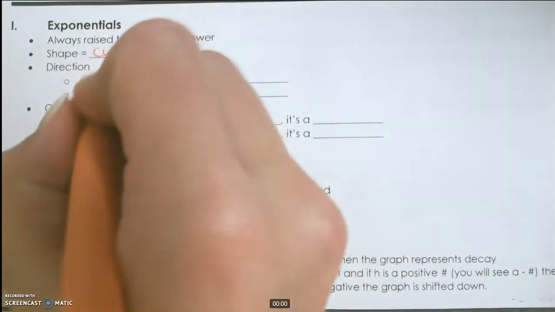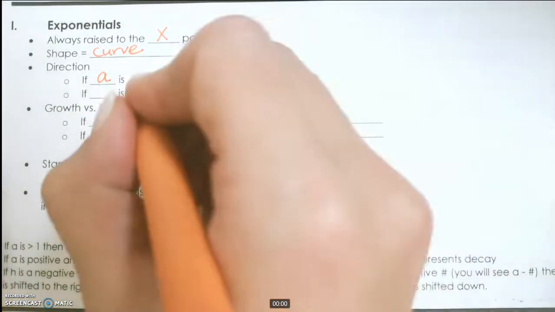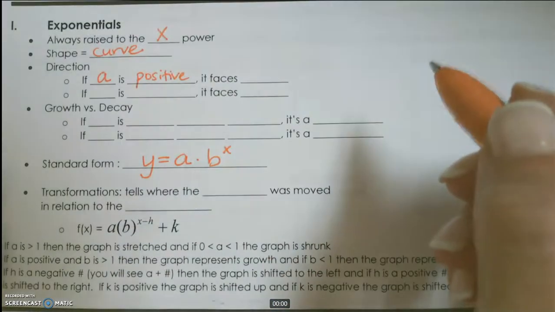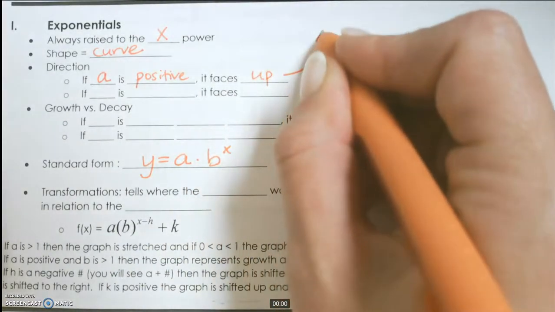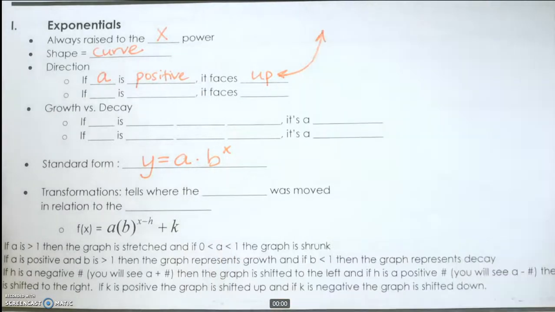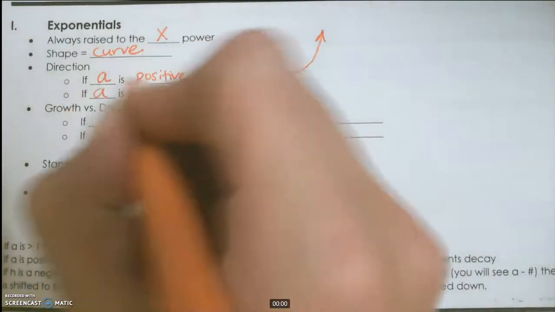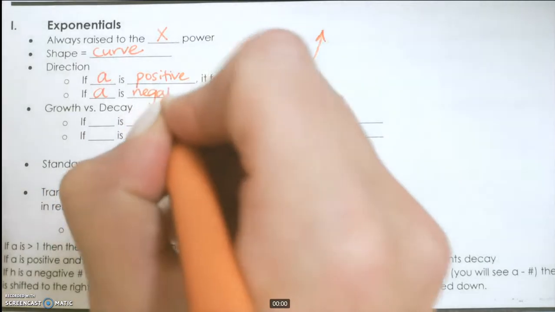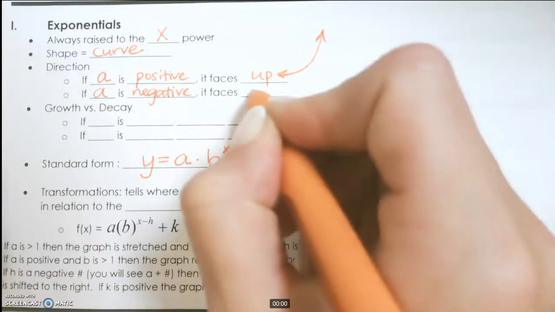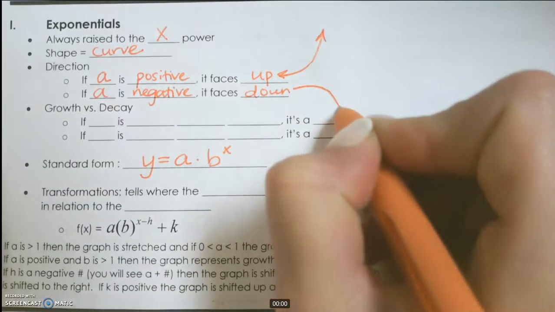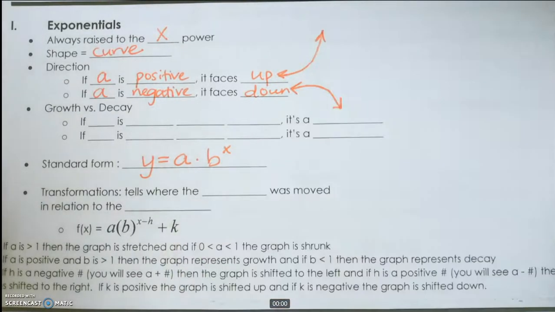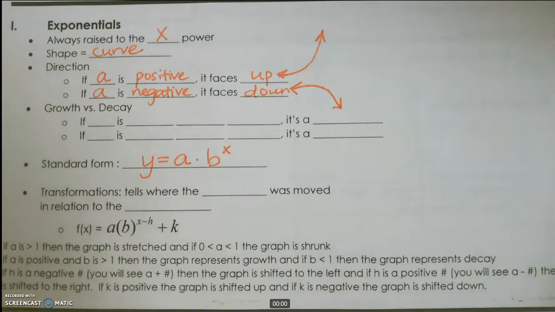Okay, if a is positive, then it faces up. So your exponential curve is going to look like this. If a is negative, then it faces down, because there was a reflection over the x-axis when that negative happens.